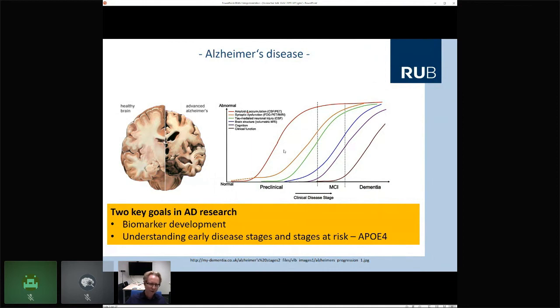And therefore, two key goals in Alzheimer's disease research are, on the one hand, to develop biomarkers to identify patients at early disease stages who may still benefit from treatment, and also to understand the early disease stages in terms of their neural level and also in terms of very early cognitive alterations. And one gene, arguably the most relevant for these early disease stages, is apolipoprotein E, where the risk allele is relatively common, occurring in about 15% of the population. The risk allele is called ApoE4 and increases the risk for developing late onset Alzheimer's disease by a factor of 3 to 4.